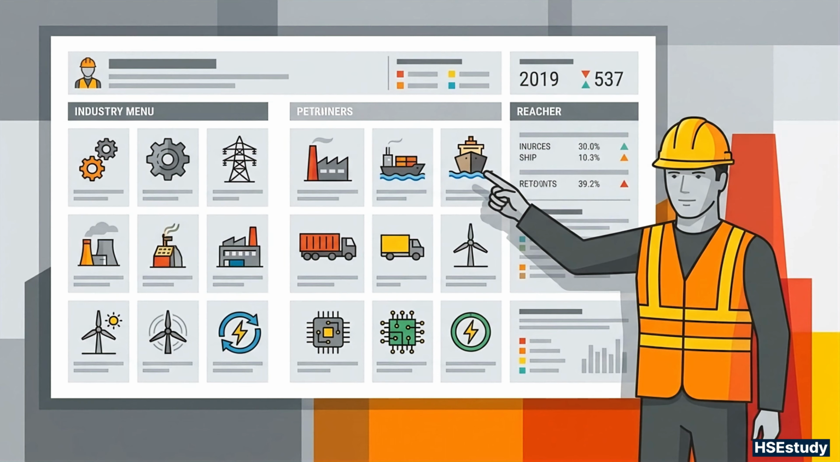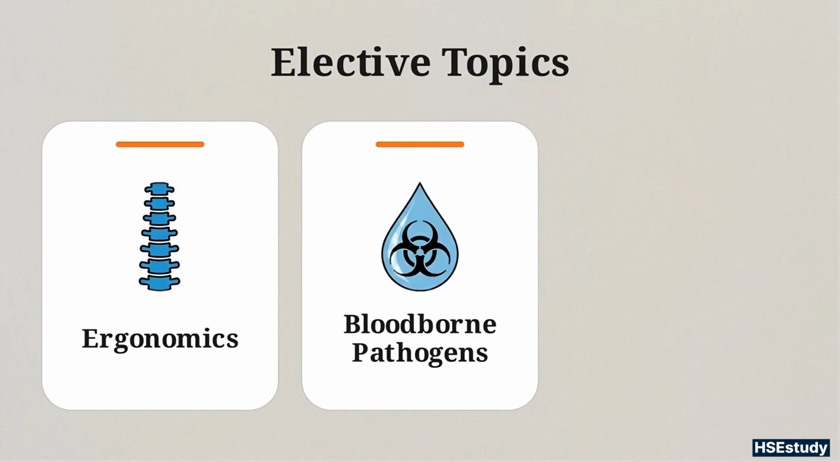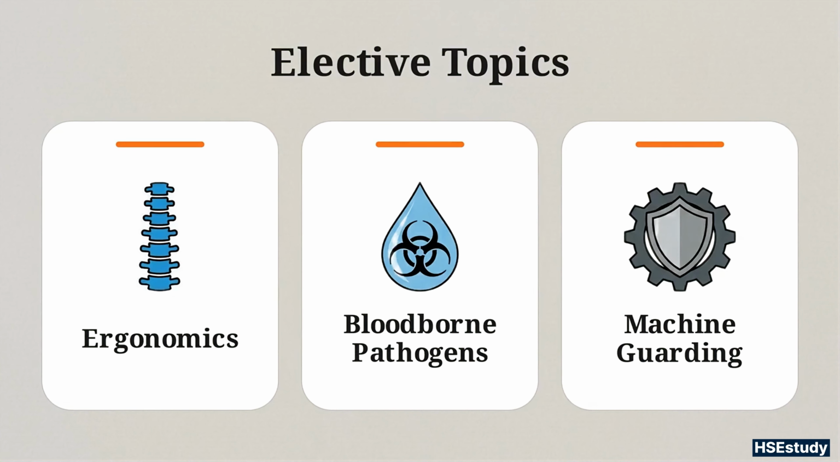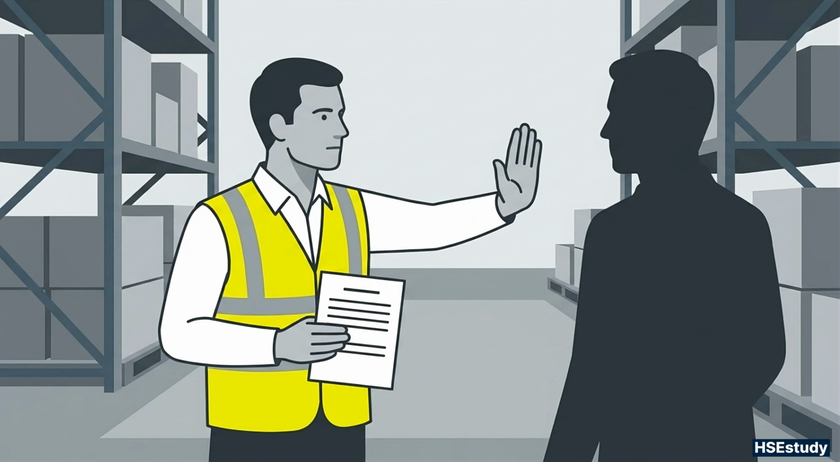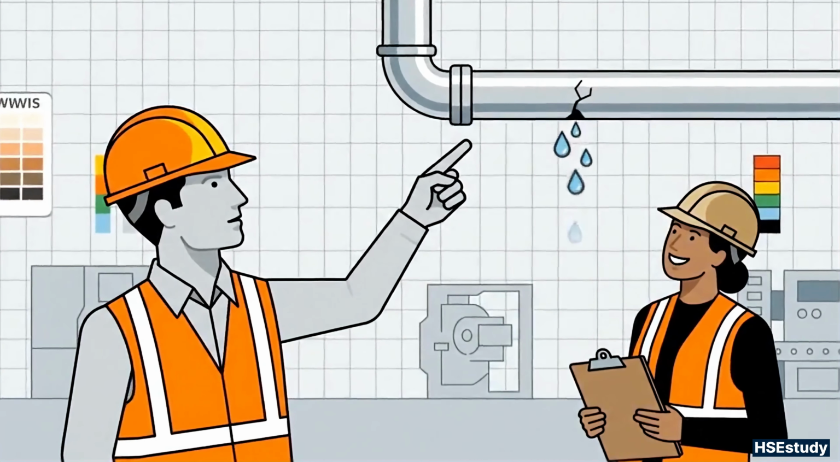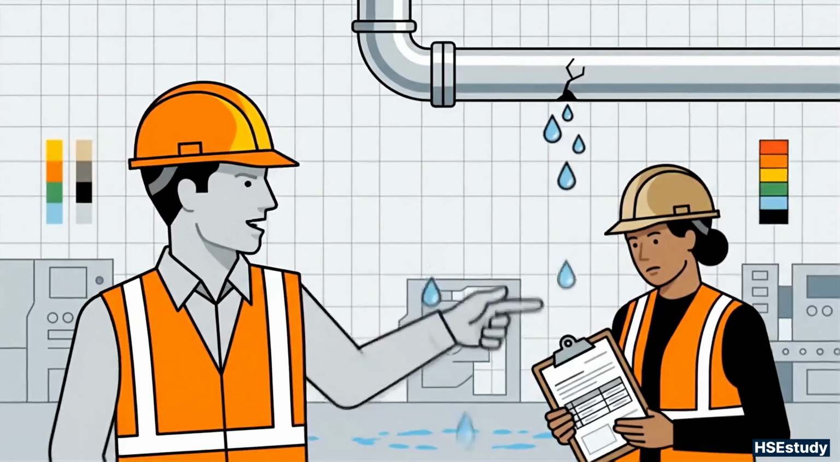The remaining 4 hours of the course, the electives and optional topics, are customized by the trainer. They may select subjects like ergonomics for healthcare, bloodborne pathogens, or machine guarding for heavy manufacturing. These modules are anchored by a 2-hour introduction to OSHA that teaches you exactly how to file a formal complaint and identifies your legal protection from employer retaliation. This specific knowledge provides the technical literacy and the legal framework needed to manage your own safety on the job.